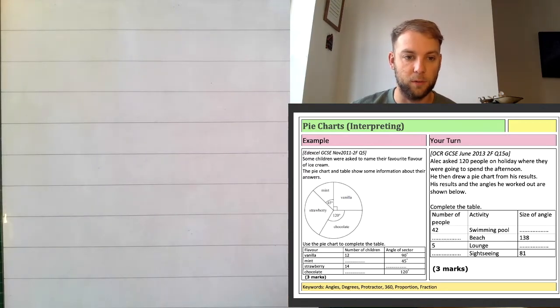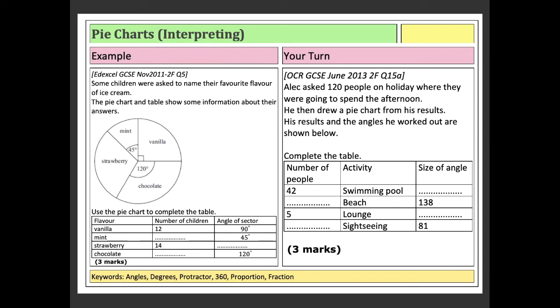So with this one here, let's make it big so you can see it. I'll go through this first one for you. Some children were asked to name their favourite flavour of ice cream. The pie chart shows some of the information of their answers. Mint, vanilla, chocolate, strawberry. So they've given you a table here, and then you have to spot that the number of children and the angle is 90 degrees. Okay? So then we need to work out what the rest of it is.